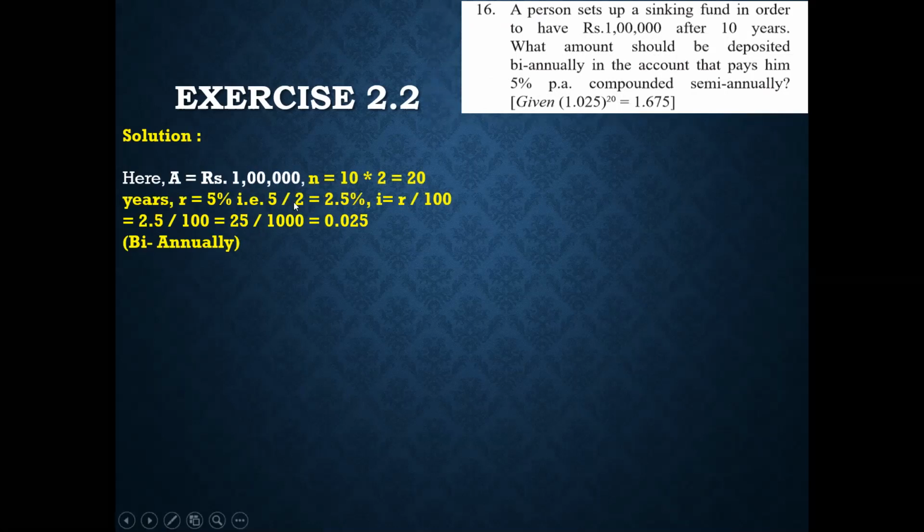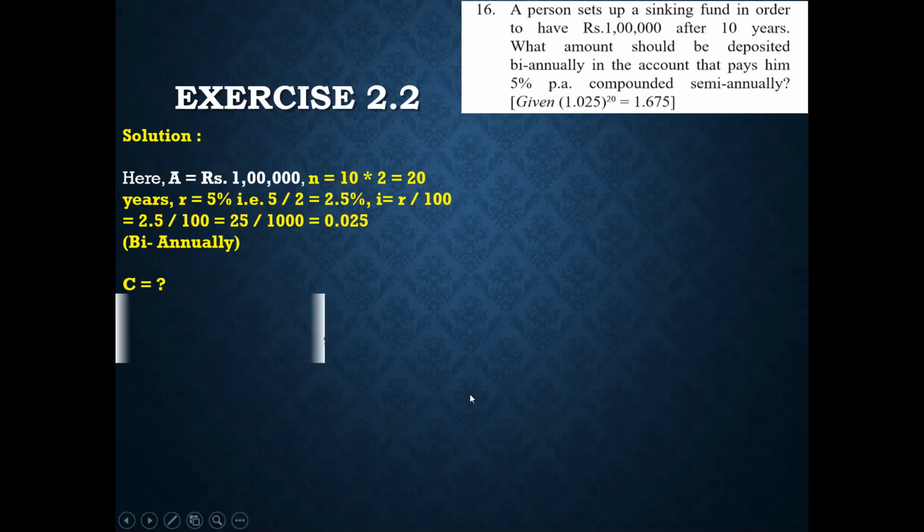एंड ये रामायण क्यों किया? बिकॉज यू सॉ द वर्ड सेमी एनुअल और बाई एनुअल. What you have to find out, what amount should be deposited in the account biannually. हर 6 महीने में आपको कुछ अमाउंट अकाउंट में डालते रहना है. तो each हर 6 महीने में, हर 6 महीना मतलब C each.